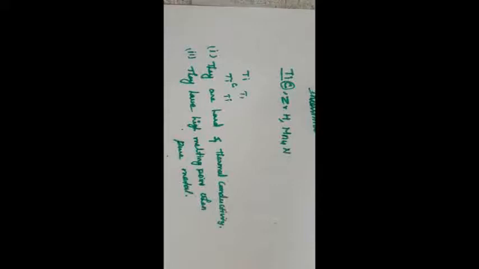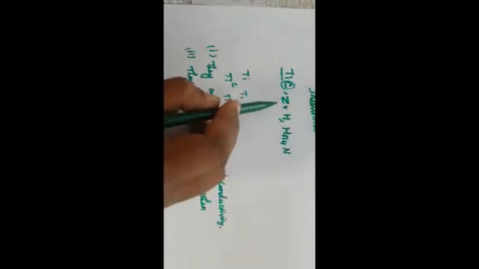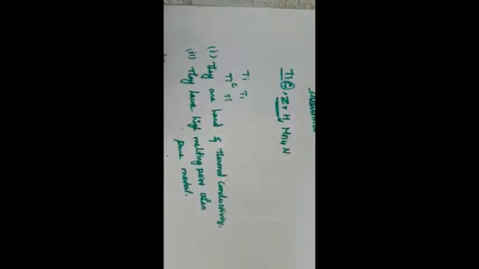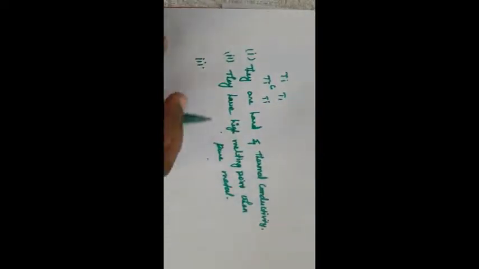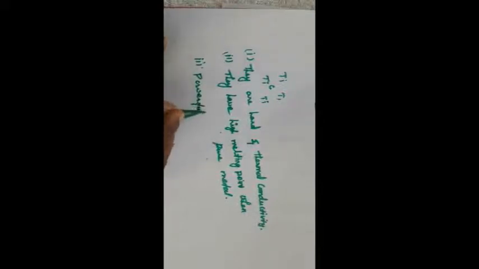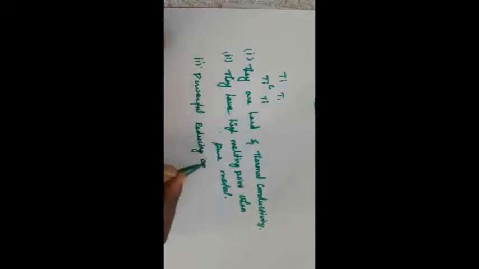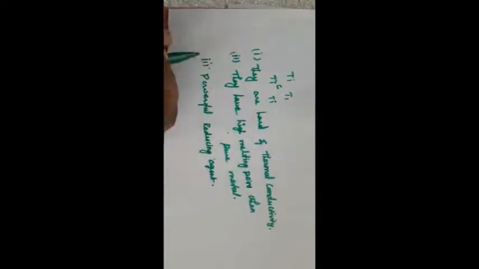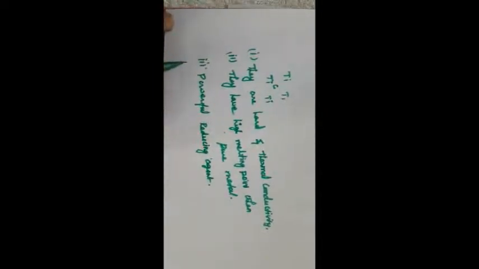Another property: transition metal hydrides are powerful reducing agents. So this is the metal hydride, a hydrogen-containing metal. Metal hydrides are powerful reducing agents. Another one is metallic carbides are chemically inert.